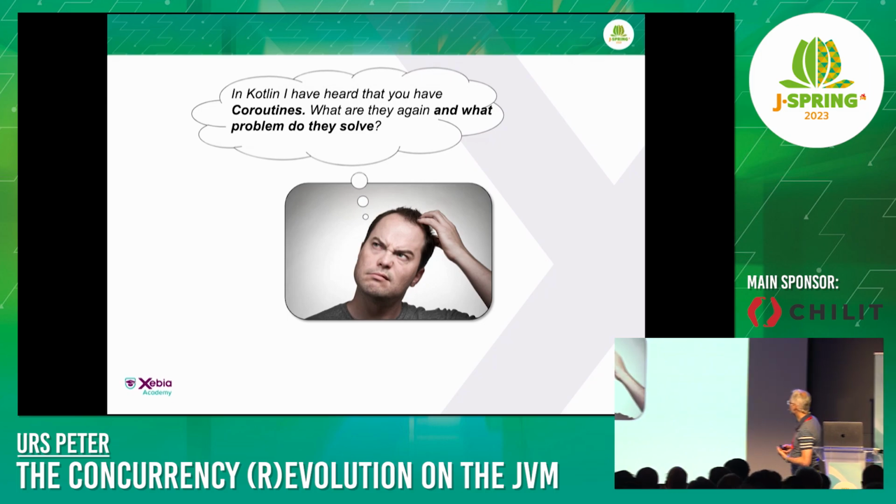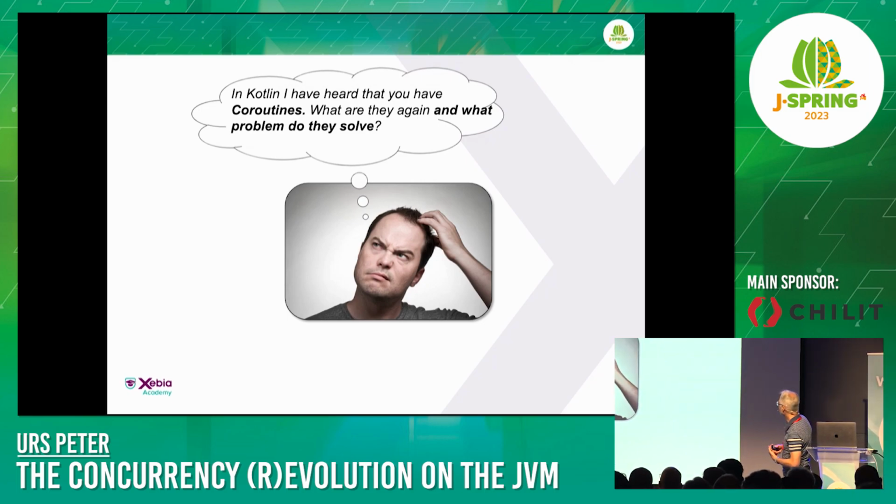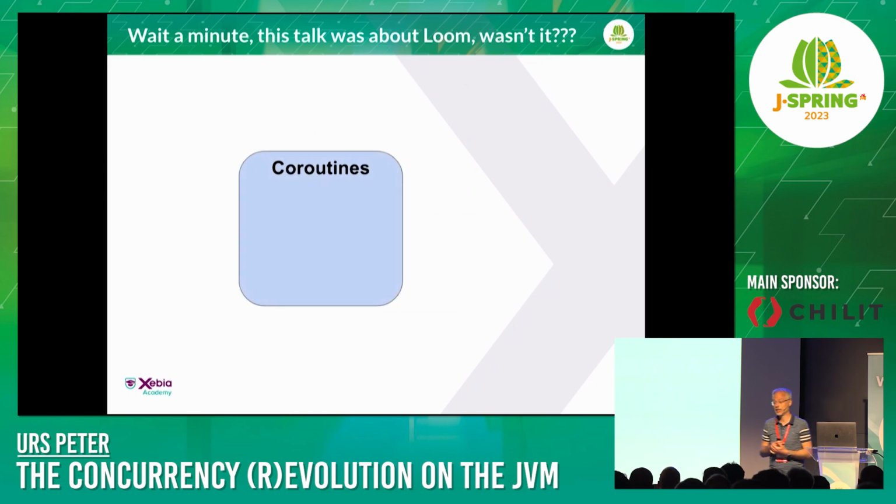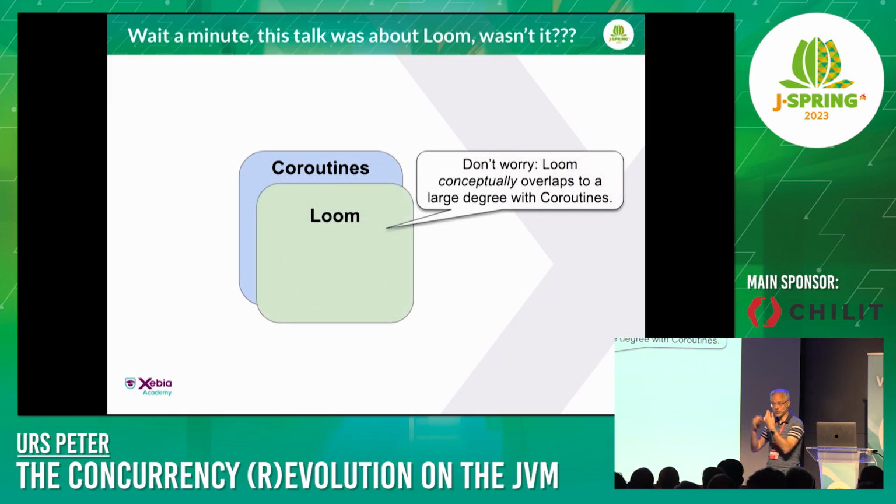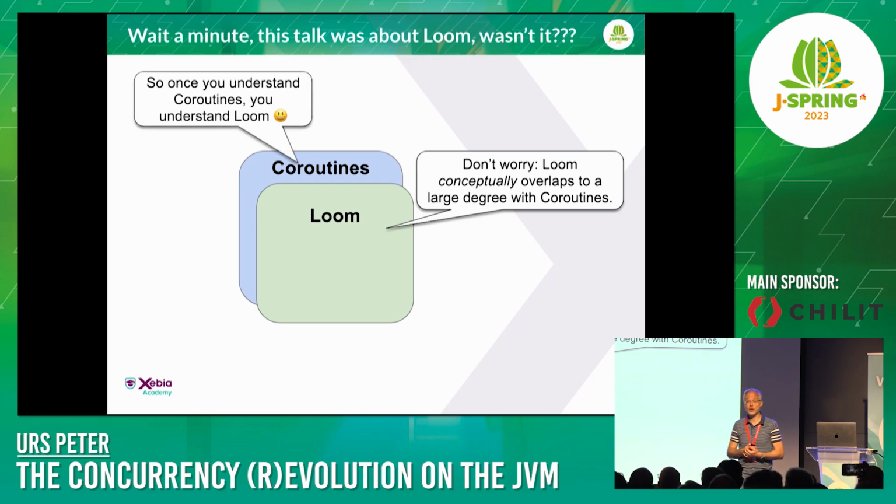There is a question here, I see, and he asks what these Kotlin coroutines are for and what problem they solve. But okay, I thought we talk about Loom, right? The nice thing about Loom is that coroutines and Loom have a lot in common. And because we also want to know the impact on Kotlin, we definitely need to know a bit more about coroutines. Conceptually, these two concepts have so much overlap that once you understand coroutines, you will also understand Loom much, much better. So let's go step by step.